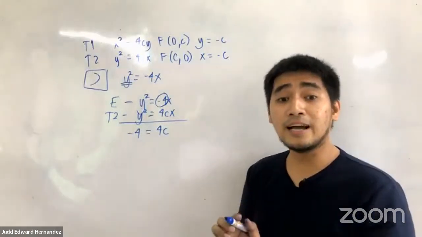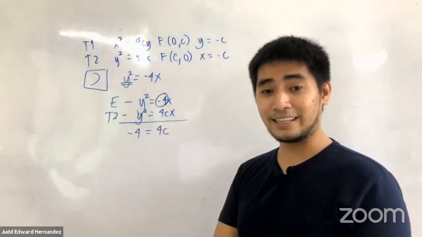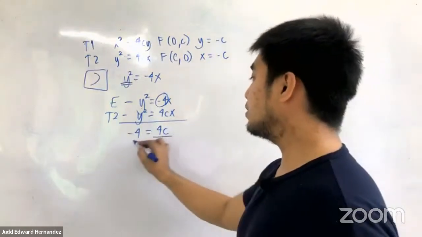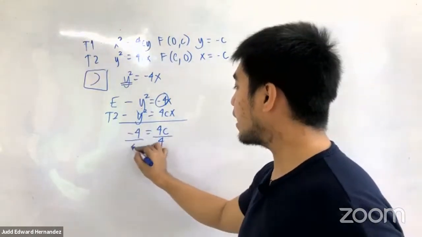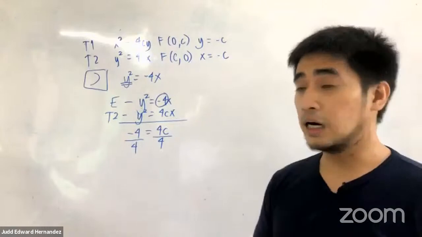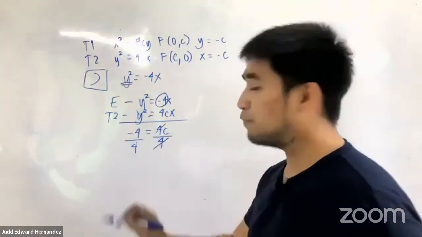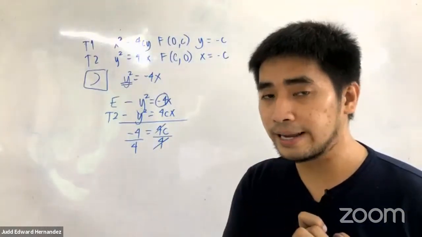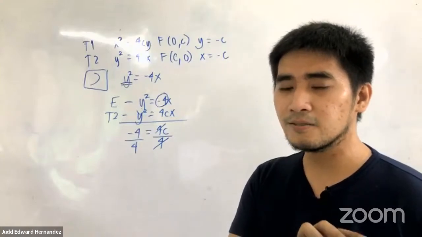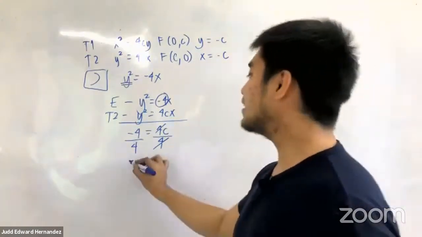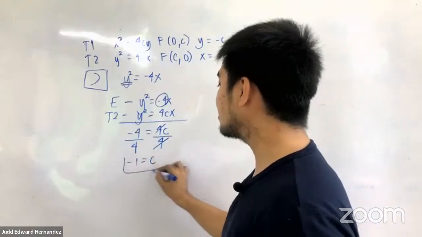4C. 4C lang kasi si x ay magka-cancel. Is that clear? Okay. What do we do now? We divide both sides by 4. Cancel 4, cancel 4. What is negative 4 over 4 again? That is negative 1. Therefore, C now is equal to negative 1.